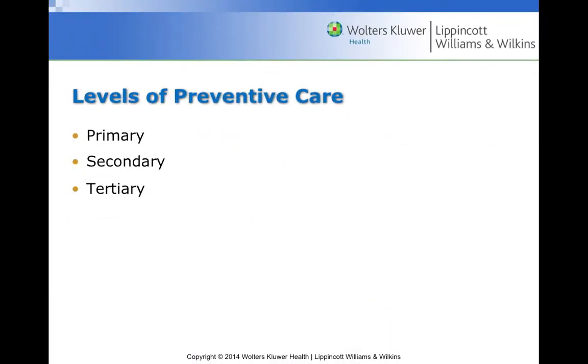When we look at levels of preventative care, there are 3 levels. We have primary, secondary, and tertiary. I do want you to look at those and understand the differences between them, and they are found in your text on page 16.